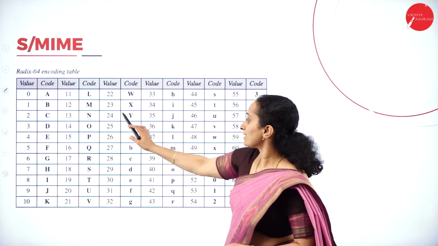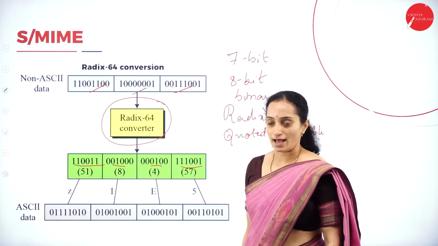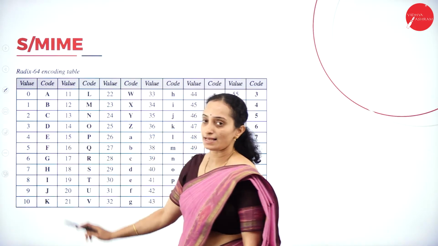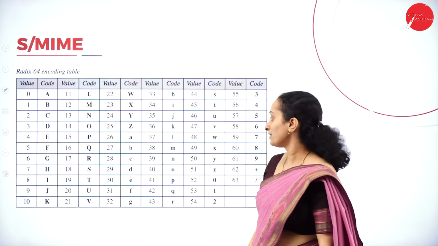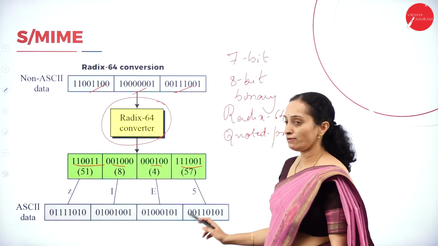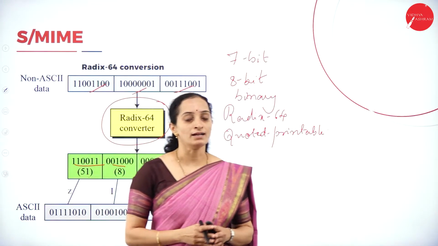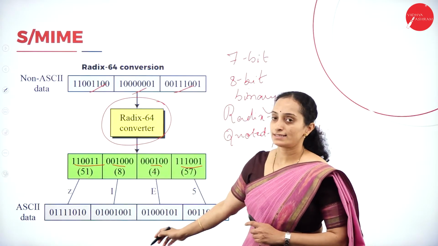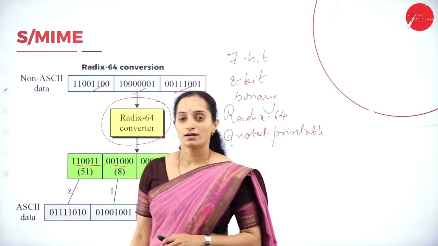Then 8 is represented as I. I will be taken and is converted to ASCII form. Then we have 4 and 57. 4 is represented as E. So again it will be converted to ASCII form. Whereas 57 has the character 5. So we use the 5 to convert it to ASCII format, because email can understand or can transmit only ASCII form of the data. Non-ASCII data is converted to ASCII form using the Radix 64 converter.